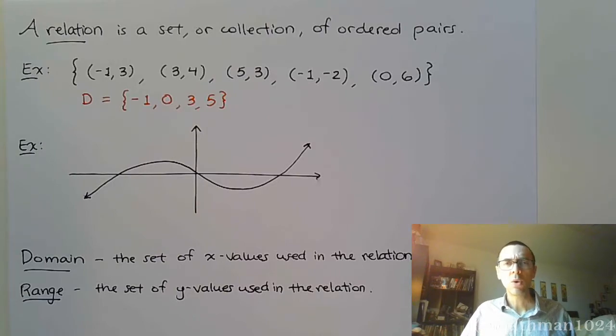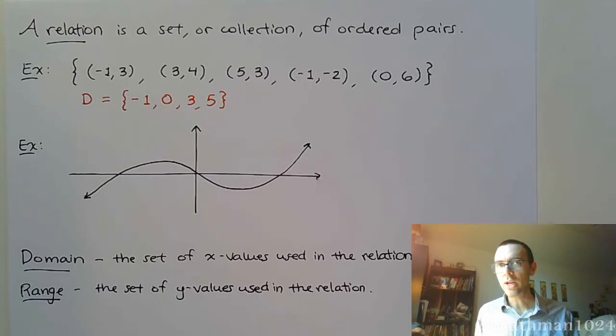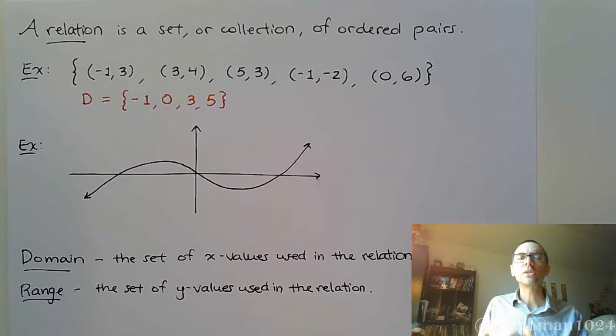Now, you might say, what if one of those values is repeated? It doesn't matter if a value is repeated. When we're trying to identify the domain and range, all that matters is, are we including every value that's being used? And yes, it doesn't matter how many times it's being used, just the fact that it's being used is enough for its inclusion.